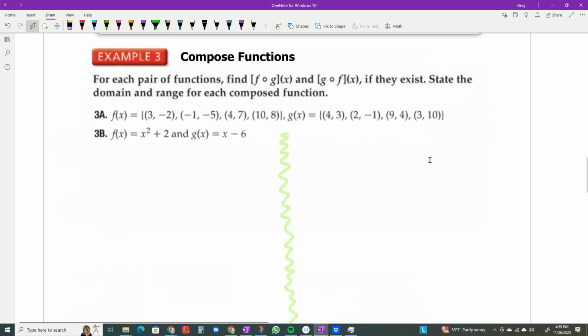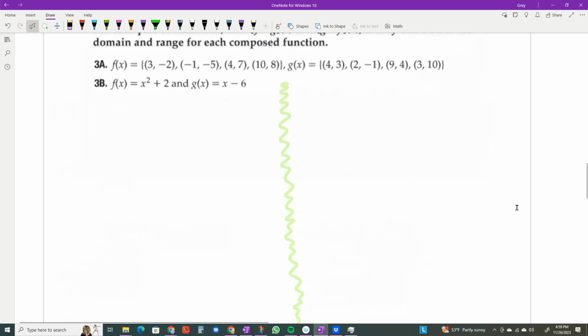We are supposed to find f of g of x, g of f of x, if they exist, and state the domain and range for each composed function. So first off, for 3a, they just gave us a set of ordered pairs. So in these ordered pairs, I'm first going to find f of g of x. And y'all, I've been doing this many, many years, and I still write this next step, which says f of g of x, because I want to know where to start.